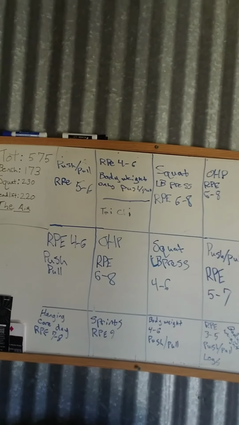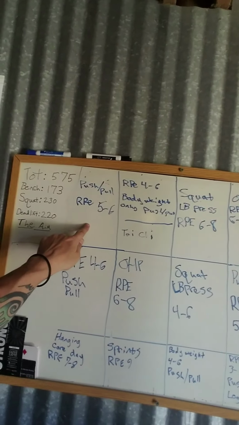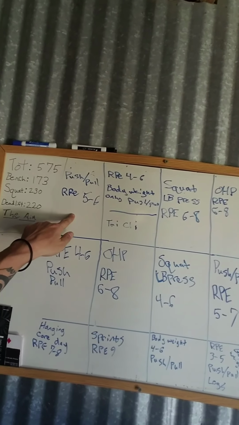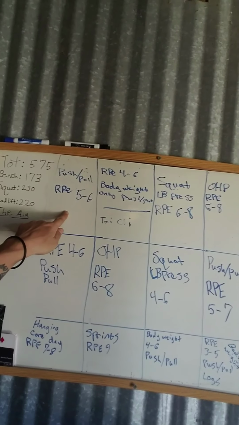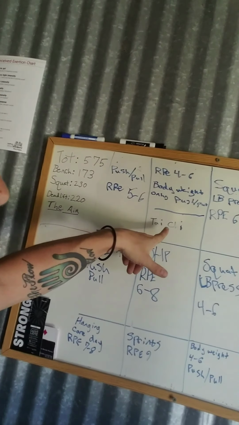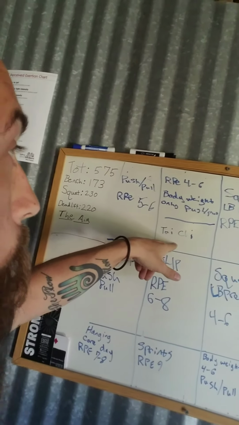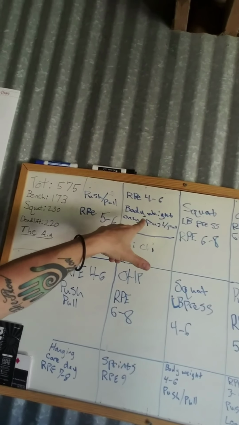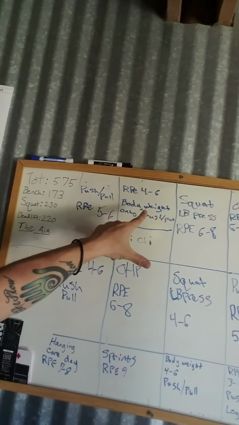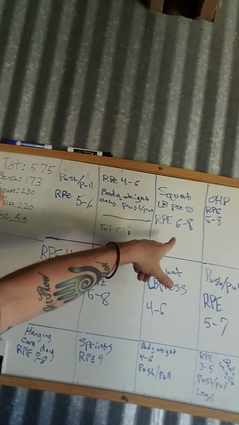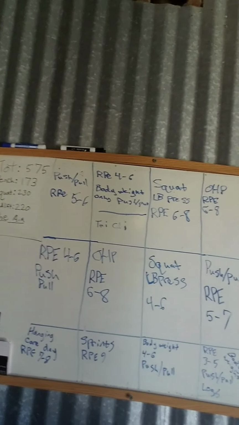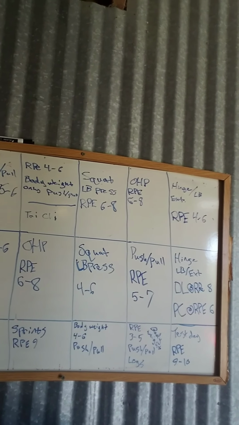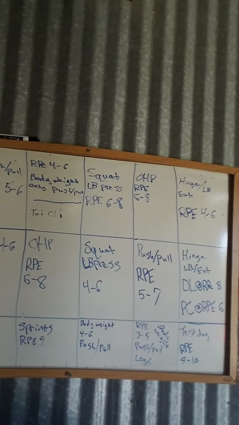So, like I said before, we start off with a push-pull at an RPE of 5 to 6. Then we've got an active recovery day, or a low RPE body weight, no implement push-pull day. And then we've got a 6 to 8 RPE squat day. Then we go to overhead press. Then we go to our hinge day, which is our deadlift day. Then we come back to it.